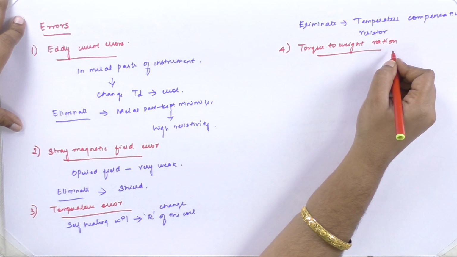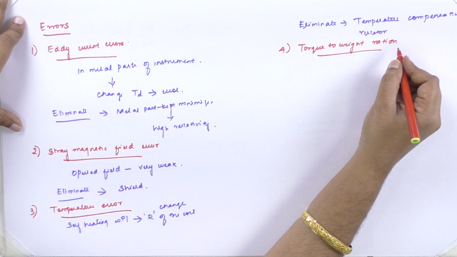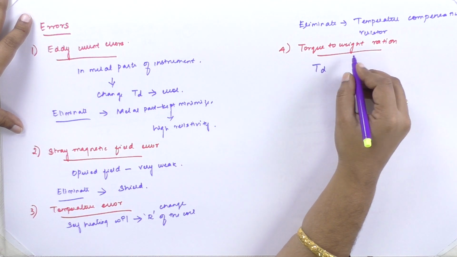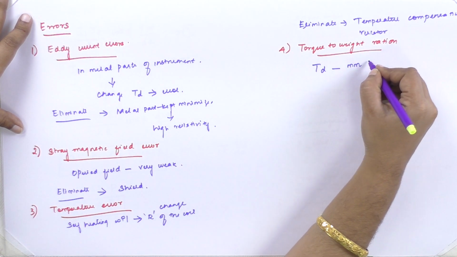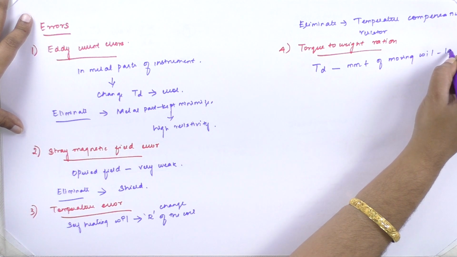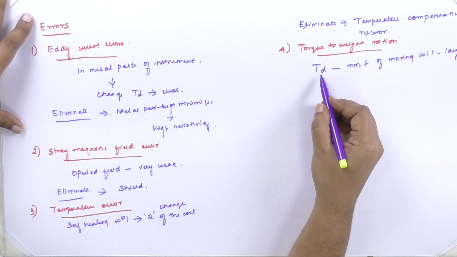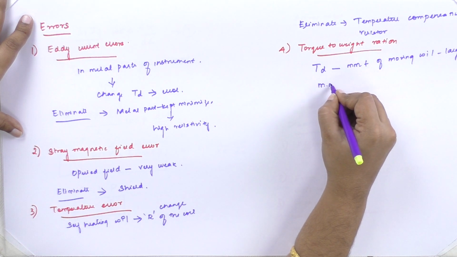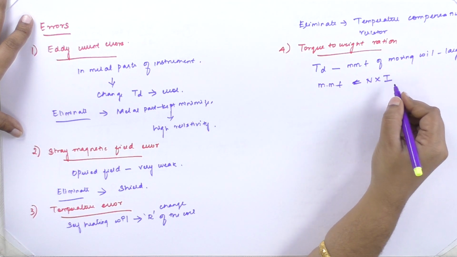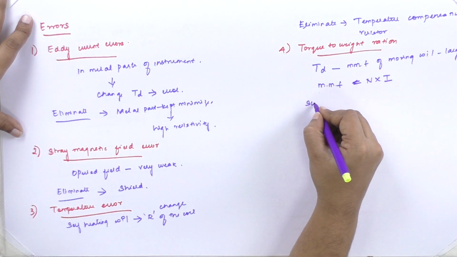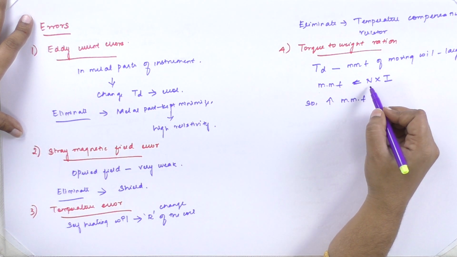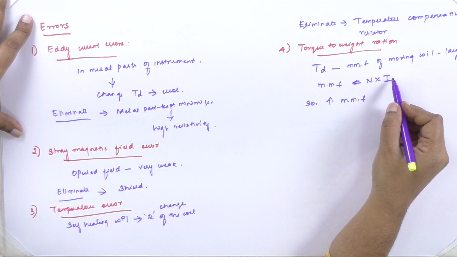Next one is the torque to weight ratio error, which causes friction errors. In order to have the required deflecting torque, the MMF of the moving coil must be large. We know that the MMF, the magnetomotive force, is equal to the number of turns of the coil times the current flowing through the coil. So if you want to increase the magnetomotive force, we have to either increase the number of turns of the coil or increase the current flowing through the coil.